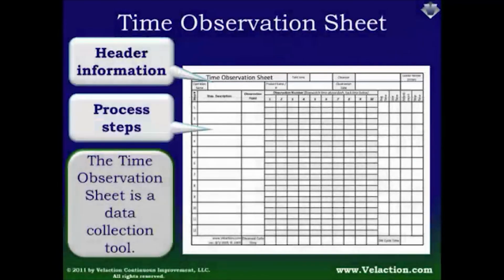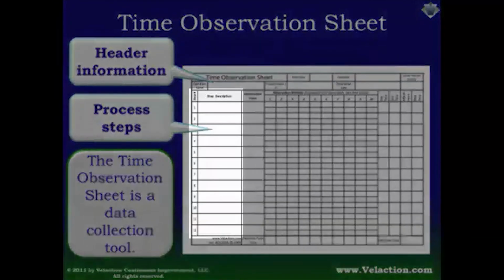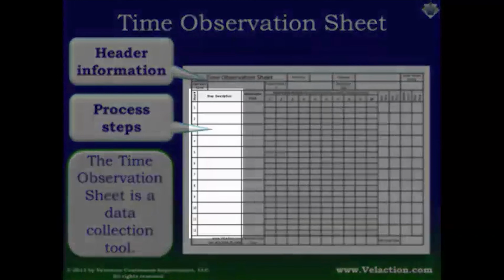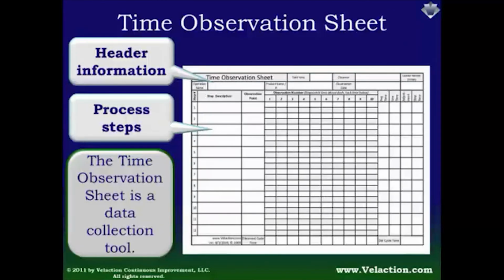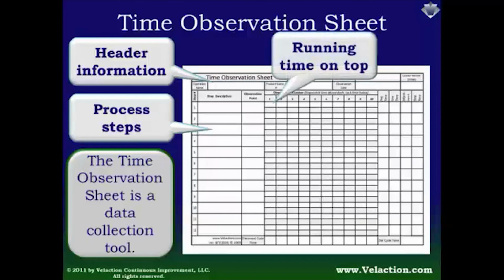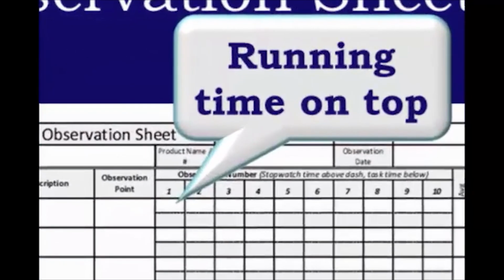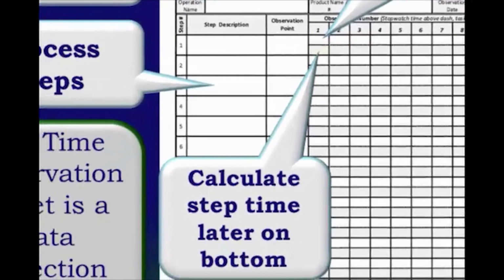So to use this form, the first thing you do is fill out the process steps. For consistency, these steps should match the ones on your standard worksheet and on your standard work combination sheet. Once you've got all your process steps identified and marked, it's time to start timing. This form is conveniently set up to help you keep up with the pace of production while you're making your observations. Each data box is split into two parts. On the top, you indicate the running time. And you'll go back later and do the math to come up with the individual task time.